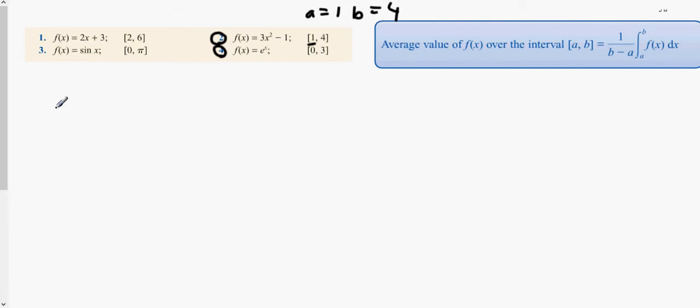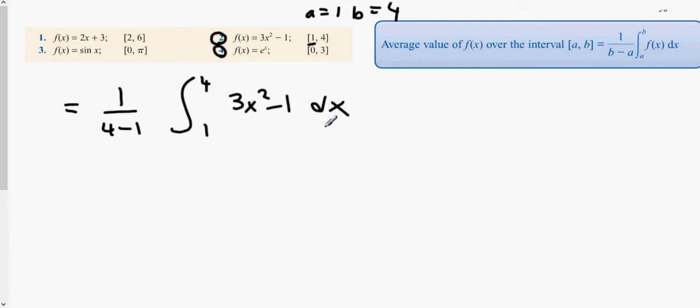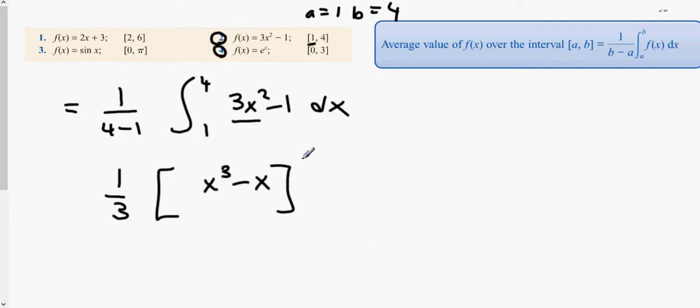So the average value is going to be equal to 1 divided by 4 minus 1, times the integral from 1 to 4 of f of x, which is 3x squared minus 1 dx. Okay, so when we integrate this, we're first of all going to get a third to begin, and then we're going to integrate this here. When you integrate x squared, you get x cubed. Differentiate x cubed, you get 3x squared. So it's going to be x cubed minus x from 1 to 4.